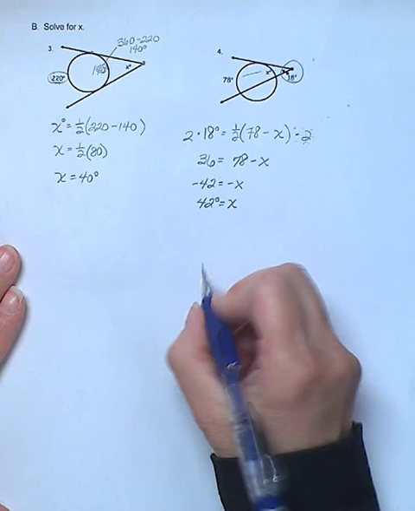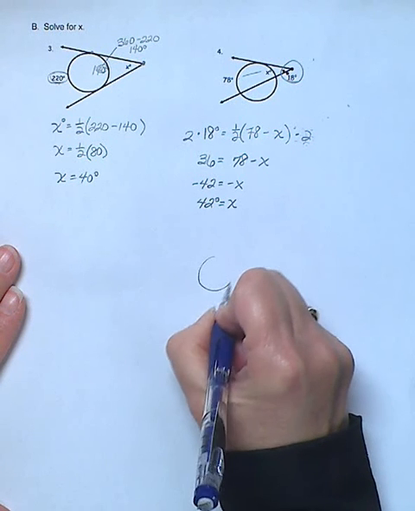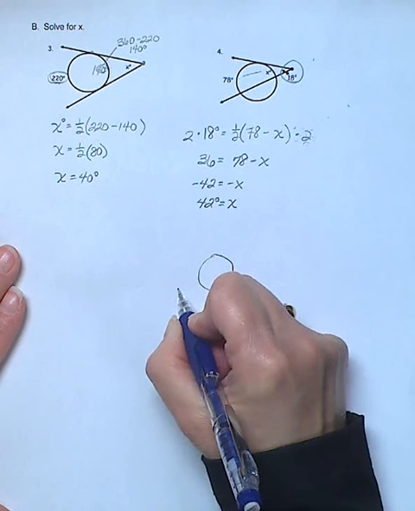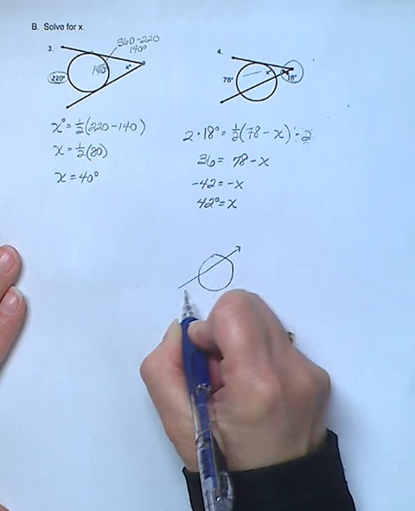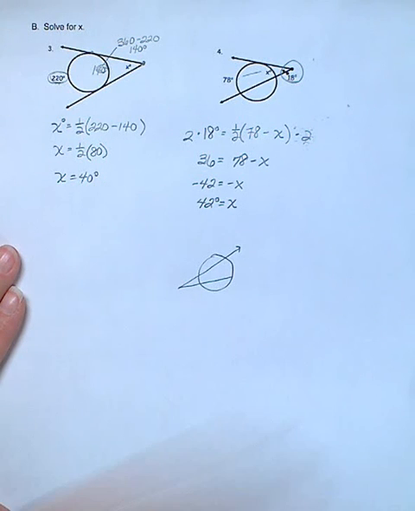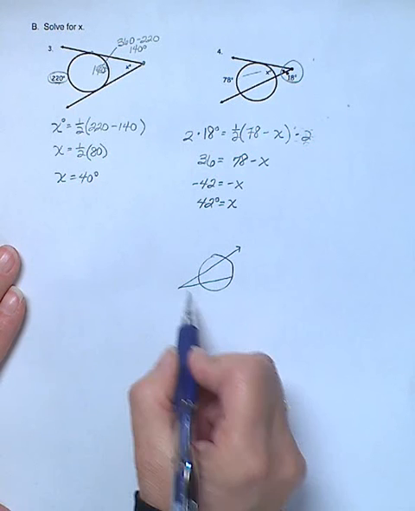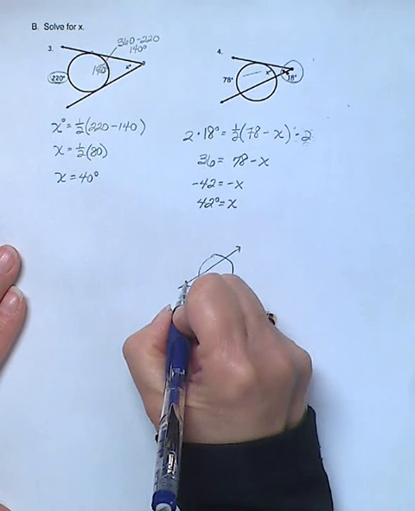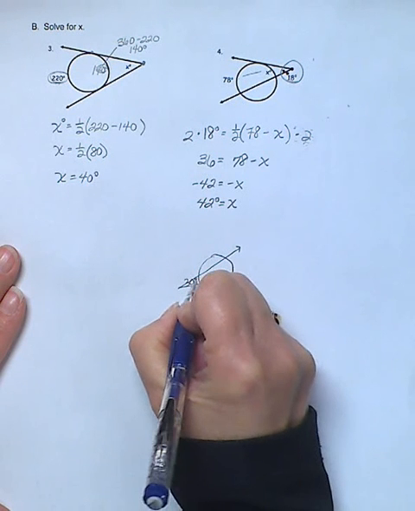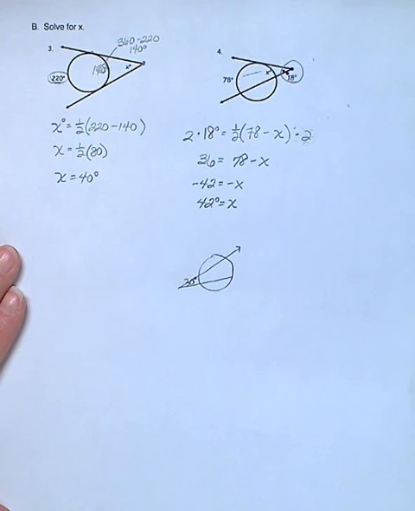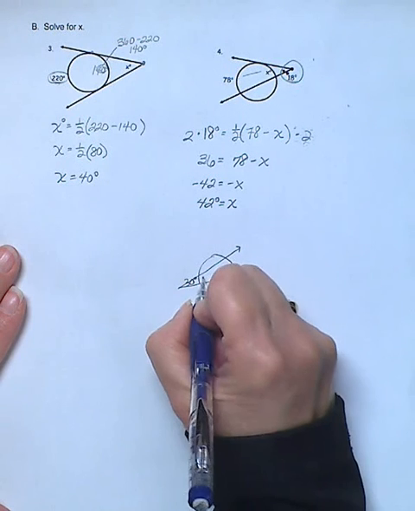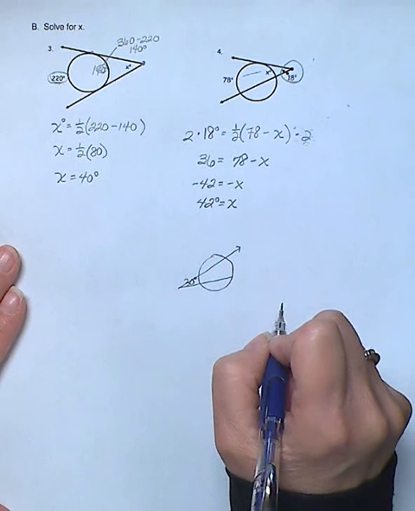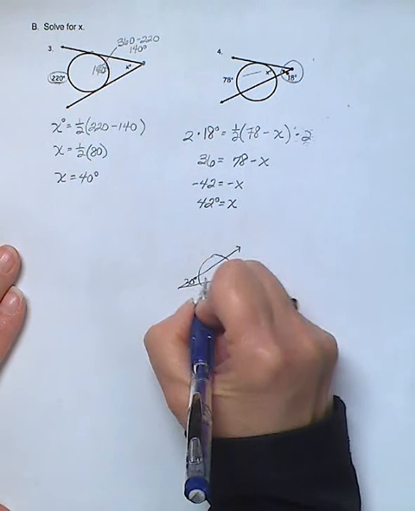I'm going to show that to you one more time, just in case. And that's a secant, even though I didn't make it keep going, which is fine. It can do that. So the angle is 30 degrees. The smaller arc is 20 degrees.